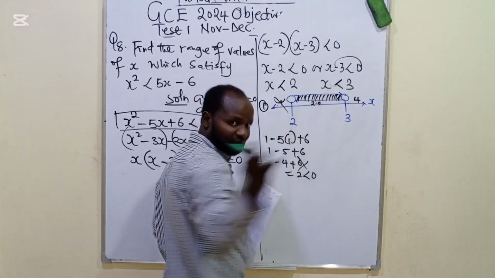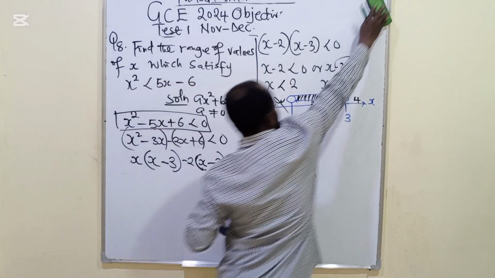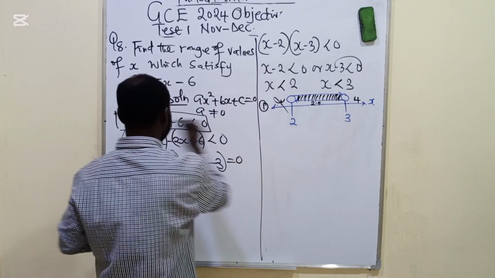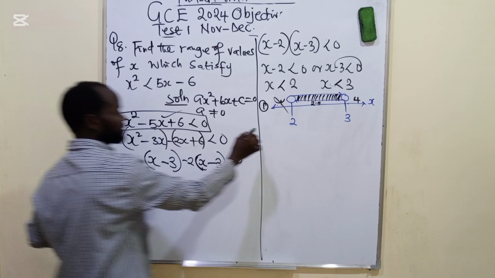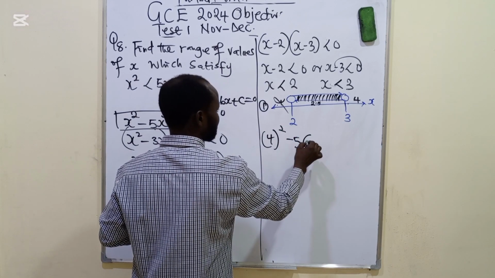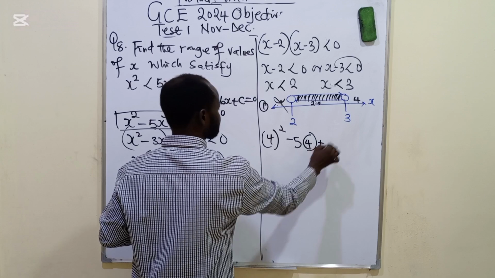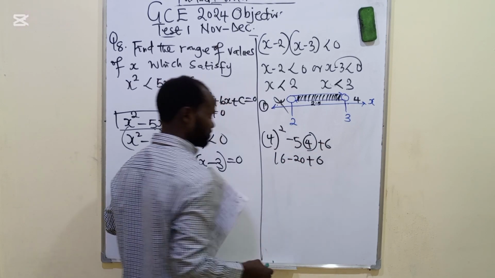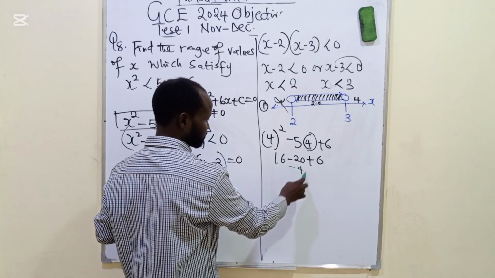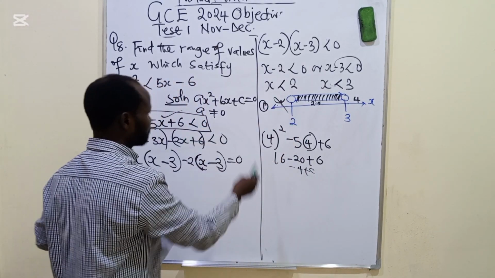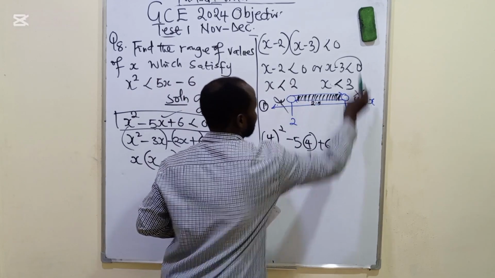Okay, let's test for 4 and see. When x is 4, what is going to happen? Okay, let's substitute into this now. That will be 4 all squared minus 5 into 4 plus 6. This is 16 minus 20 plus 6. 16 minus 20 is minus 4 plus 6, that's 2. Is 2 less than 0? No. So this will still not work.